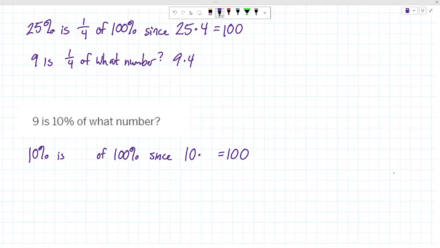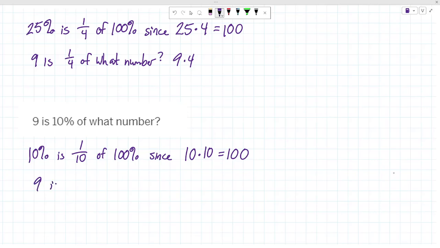So what do you multiply 10 by to get 100? You might use your multiplication chart. You can pause the video if you don't know. 10 times 10 is 100. So 10% is 1/10 of 100%.